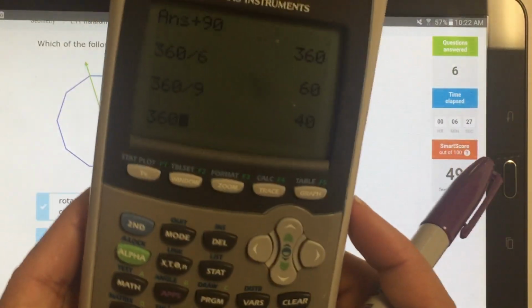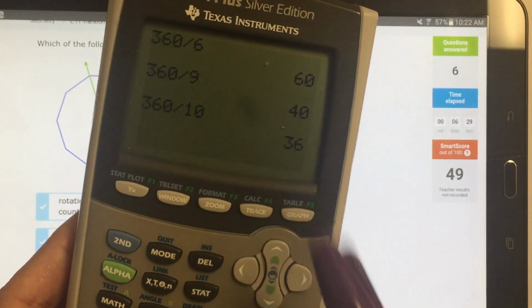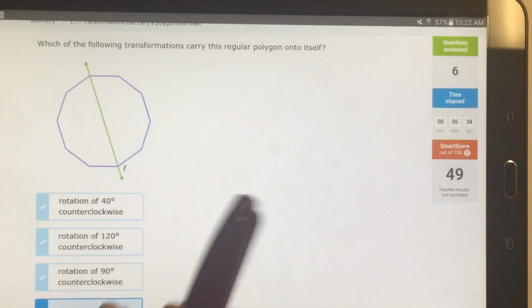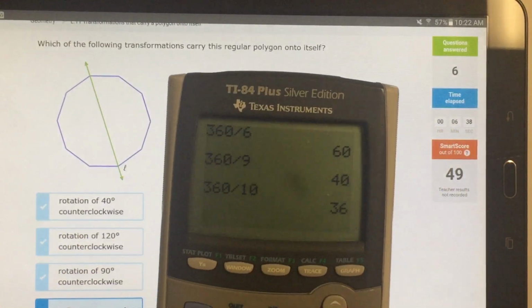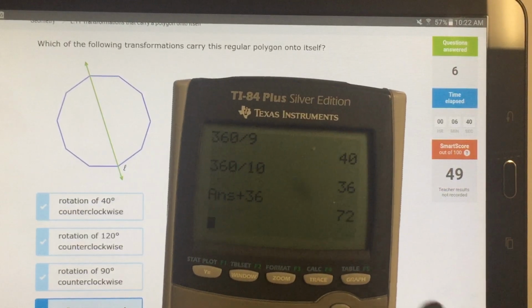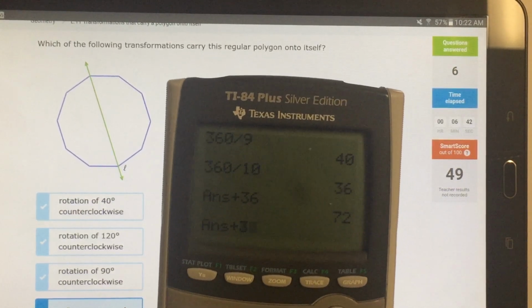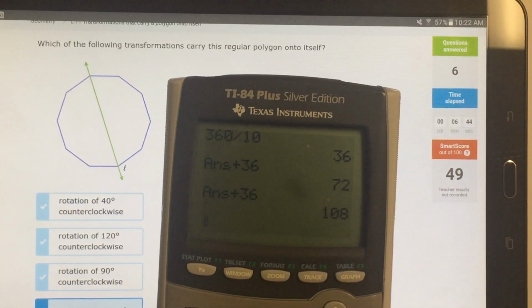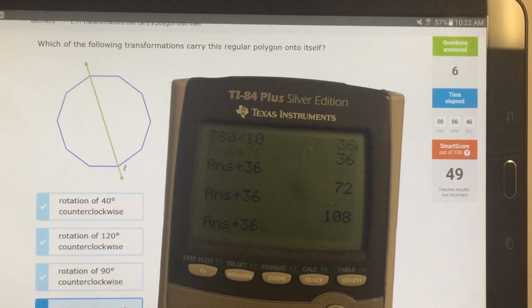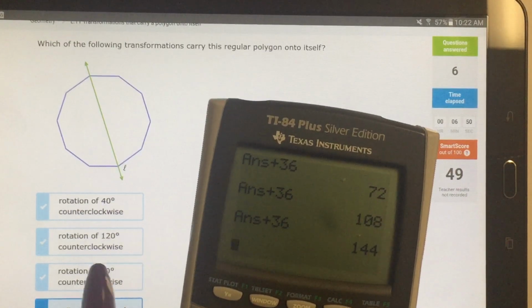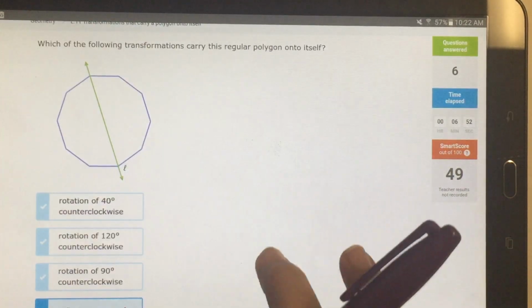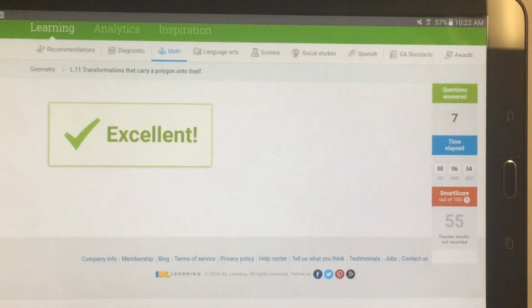So do 360 divided by 10. It's going to be every 36 degrees it looks the same. So I don't see 36 there, but because I see numbers bigger than 36, I'm going to check for the next one. So it also at 72 degrees it'll look the same, plus another 36. At 108 degrees it'll look the same, plus another 36. At 144 degrees it will look the same, and I've passed all these numbers without hitting any of those. So that would be my final answer.